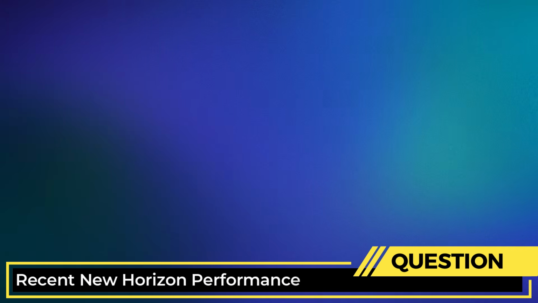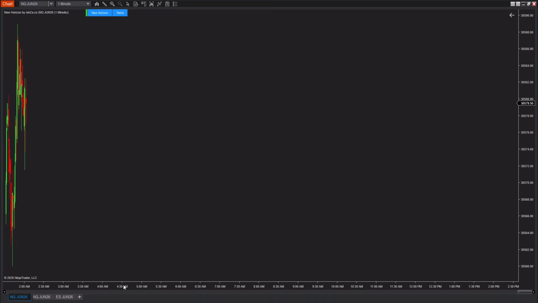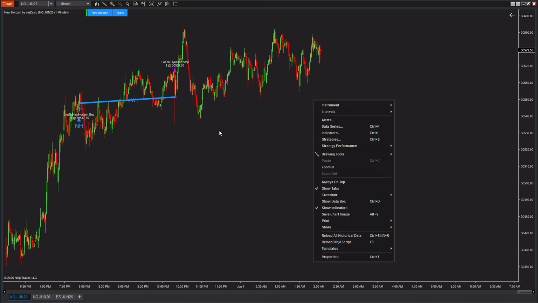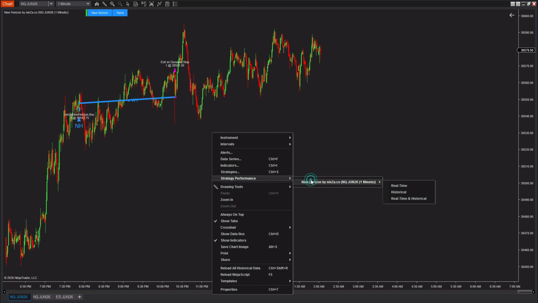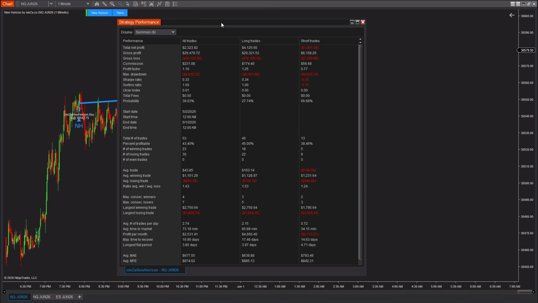Next, let's address one of the most frequently asked questions. How has New Horizon performed recently? To provide a more realistic perspective, we conducted a backtest using the most recent 30 trading days across 3 different templates currently available to traders. First, we have the NQ and MNQ More Signals template, a configuration designed to generate more trading opportunities without using the probability filter. Despite producing a higher number of trades than the other templates, the 30-day backtest still delivered strong performance.